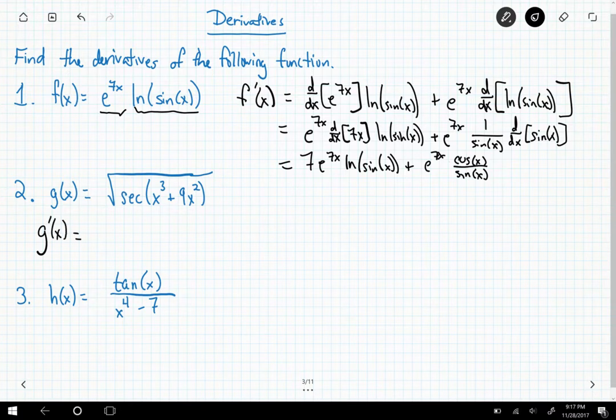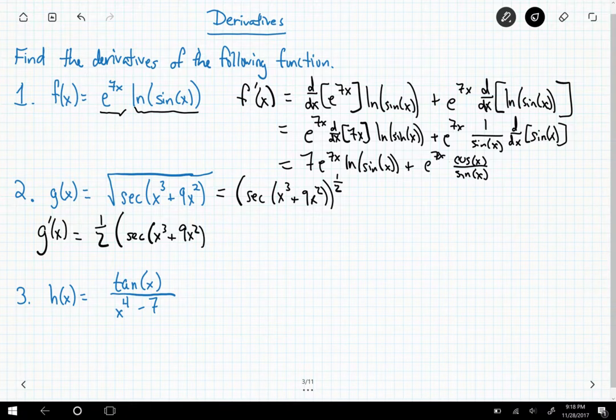So when we find g prime of x, now some of you might know that formula for the square root, some of you might not. So just to make sure, I'm going to write this a different way. I'm going to write it as secant of x cubed plus 9x squared, all raised to the 1/2 power. So using the chain rule, this goes 1/2, and then you're using the power rule to start. So 1/2, then you have the inside, so secant of x cubed plus 9x squared, raised to the 1/2 minus 1, which is negative 1/2, times the derivative of the inside.